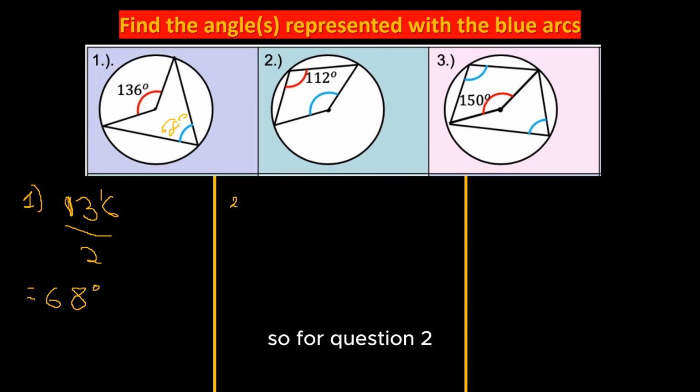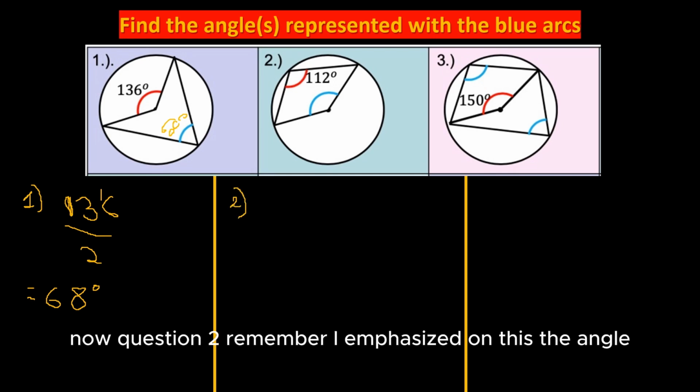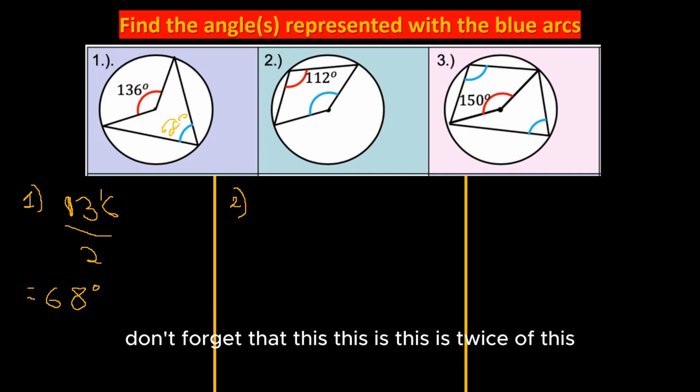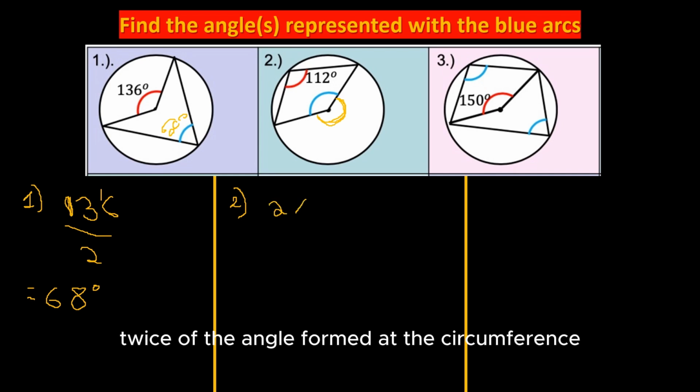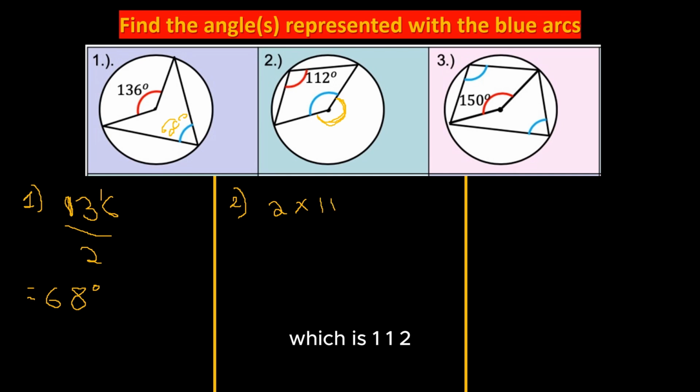So for question 2, remember I emphasized on the angle. Don't forget that this place is twice of this, not the interior. So what we're going to do now is we want to get this yellow part first before we now get to the blue part. So the yellow part is going to be twice of the angle formed at the circumference, which is 112. So that will give us 224 degrees. So that's the yellow part.